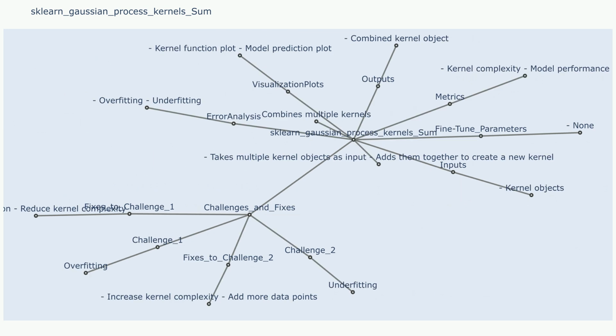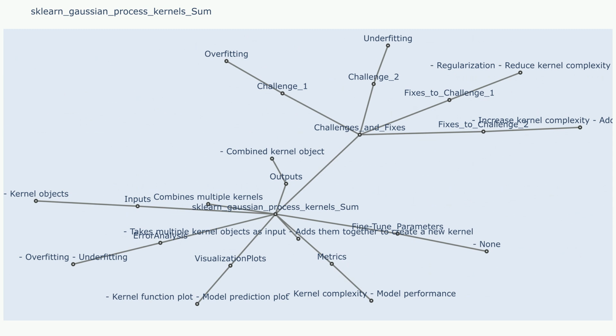Metric 1, mean squared error MSE. This commonly used metric assesses the average squared difference between the model's predictions and the actual values. Metric 2, root mean squared error RMSE. The square root of the MSE, providing a more easily interpretable measure of prediction error.